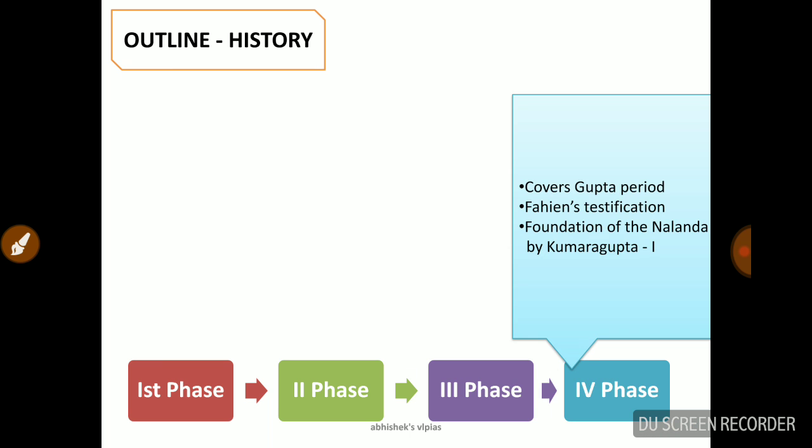Fourth phase, it covers the Gupta period. After Ashoka we have the Shunga-Kanva period, and then comes the Gupta. During this time there are lots of Chinese travelers like Fa Hian and Huan Sang, and in this fourth phase we can see the Fa Hian testimony. At this point we have to remember one point: the foundation of Nalanda University by Kumaragupta I. That is a highlight in the fourth phase.